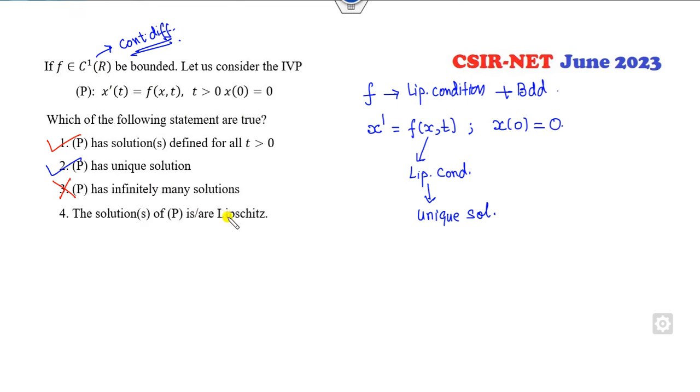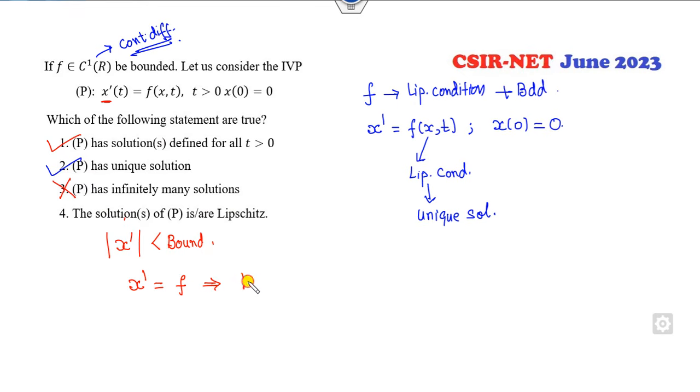The solution of the P are my Lipschitz. Oh no, this is solution. Solution means x. Okay, solution is my x. When it will be the Lipschitz? If you prove that its derivative should be bounded. This is the target. Okay, if P satisfy the Lipschitz problem, fine. So what is the x dash? X dash is my f.